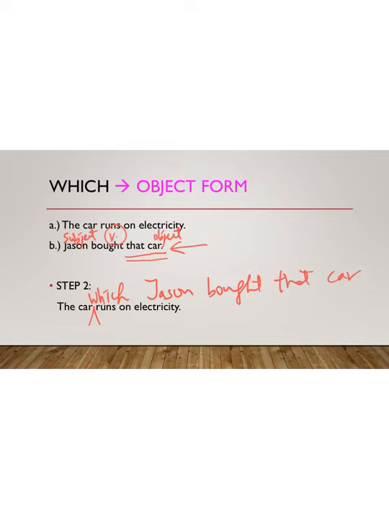Okay, like this. So do you still remember what I talked about in the previous video? For the which here, we are already using this one to refer to that car, and that's why we don't have to mention it again in the relative clause. So you have to take one more step and cross out that car. So it becomes: the car which Jason bought runs on electricity.